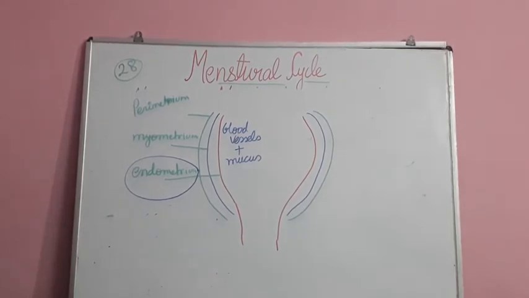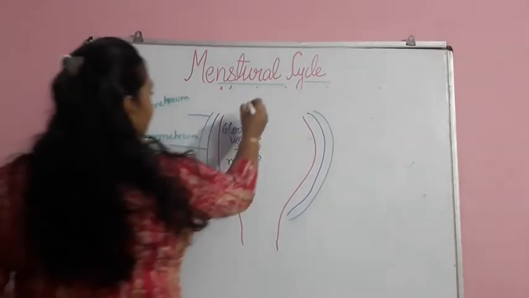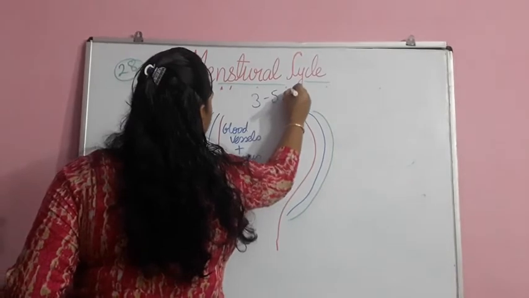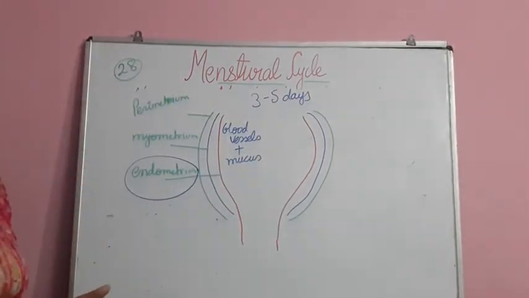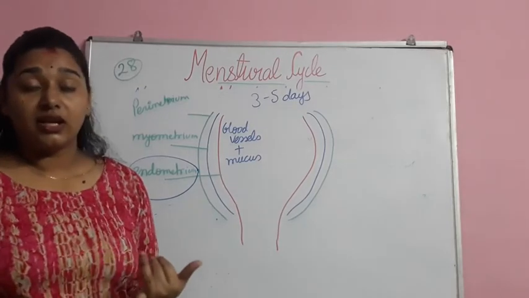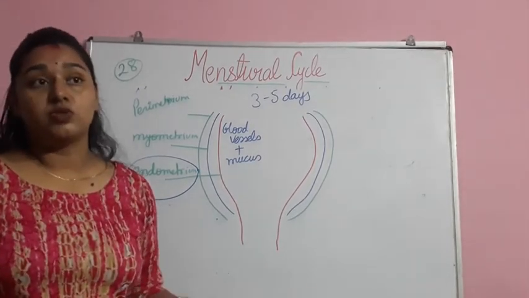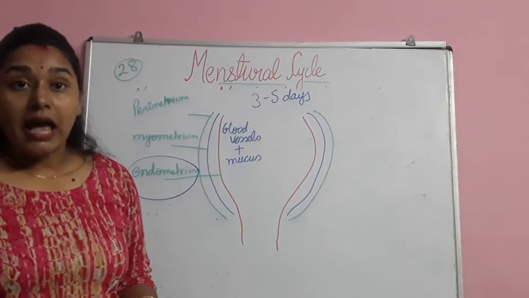So hope that this is clear to you, and this menstrual cycle which you have seen lasts for 3 to 5 days, and after 3 to 5 days it goes on calculating the numbers, and again after the next 28 plus 1 or minus 1, the next menstruation will happen.